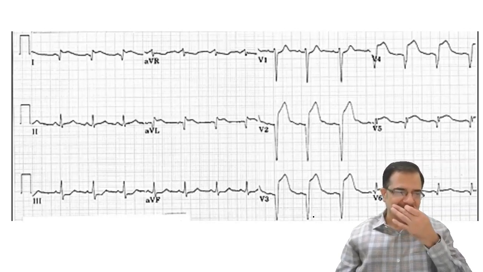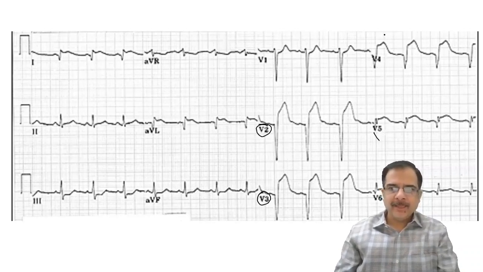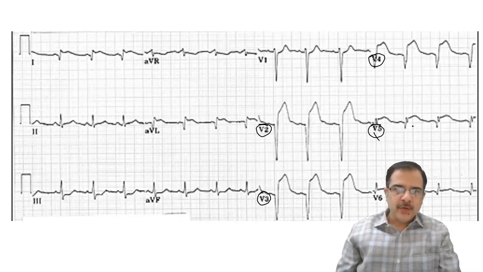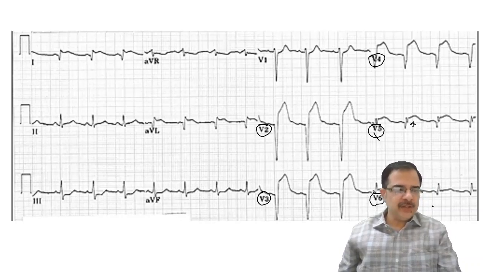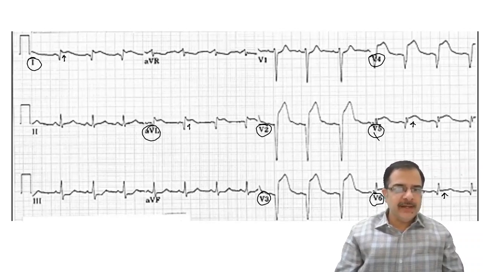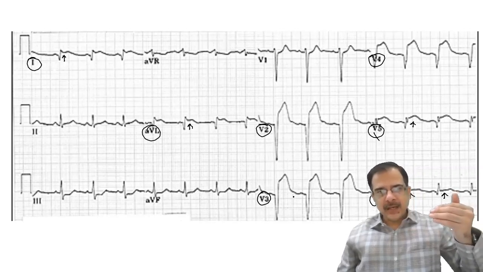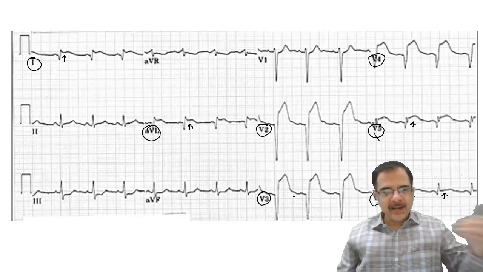Any other wall, look carefully. V2, V3, V4 gross ST elevation, and look, V5 also shows ST elevation, and V6, yes, there is an ST elevation. Even 1 mm of ST elevation we can consider as significant, as well as go to lead 1 and AVL. So lead 1 also shows ST elevation and lead AVL also shows ST elevation. So it means it is an anterior wall as well as a lateral wall.